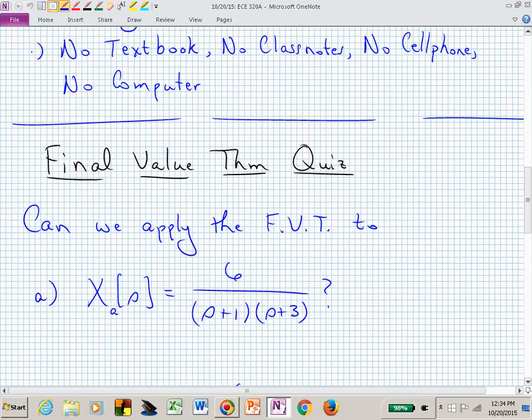Here's our quiz. And this is to just get you ready for one or two of the questions that might be on the exam. How do I quickly assess whether or not I can apply the final value theorem? Here is part A. Can you apply the final value theorem to this transform? And if you said yes, why are you saying yes?